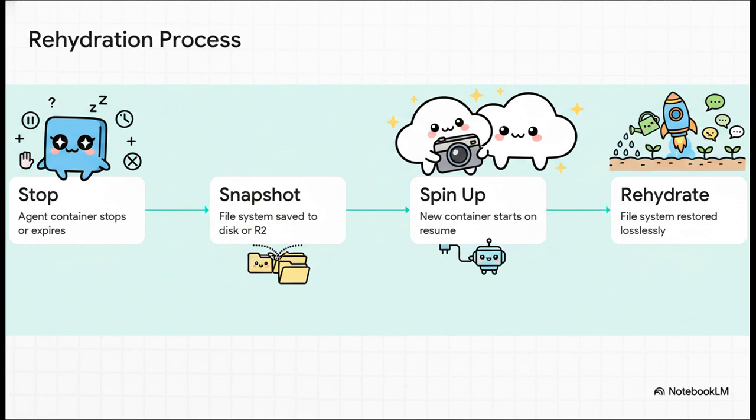Then, when it's time to resume the task later, it just spins up a brand new, squeaky clean container, grabs that saved snapshot, and rehydrates the file system on it losslessly. It's literally like hitting pause on a video game and coming right back to the exact same spot. And of course, it automatically loads up the saved conversation history too.